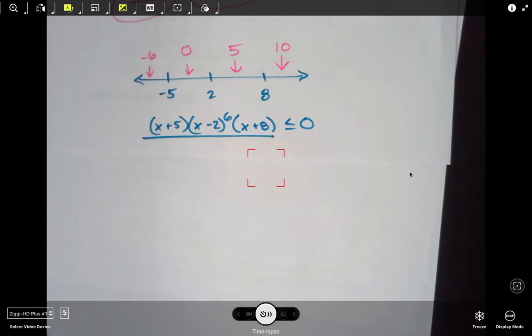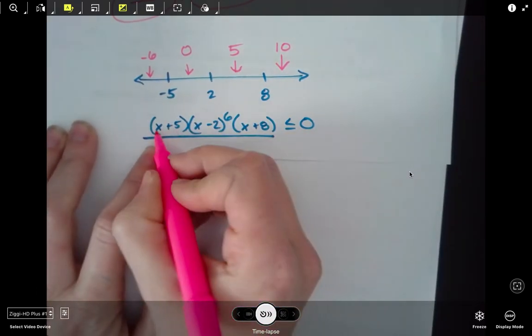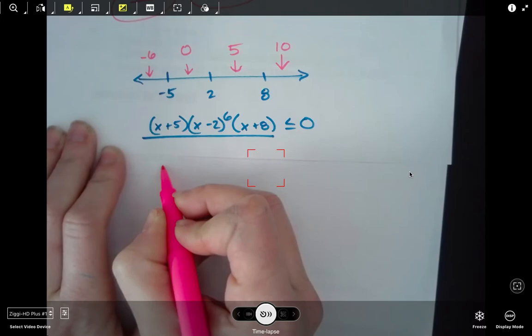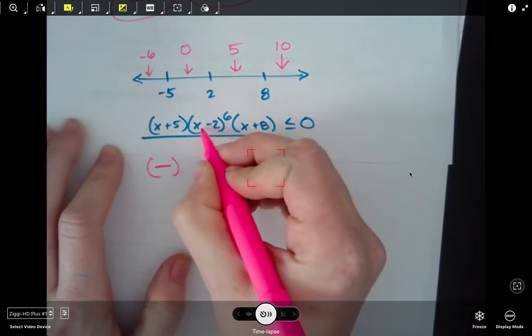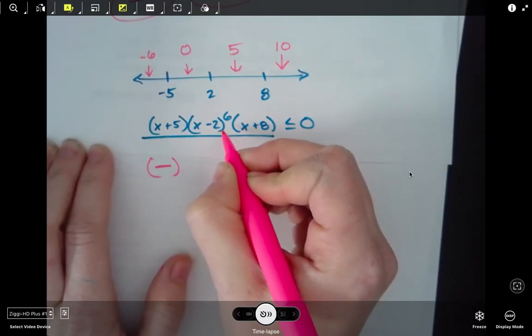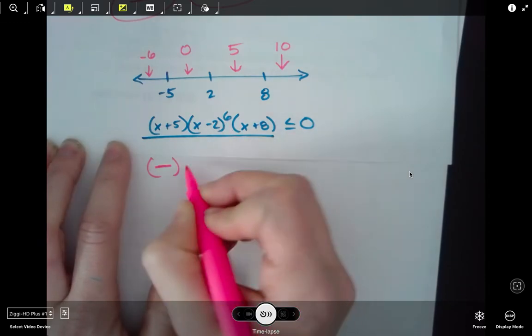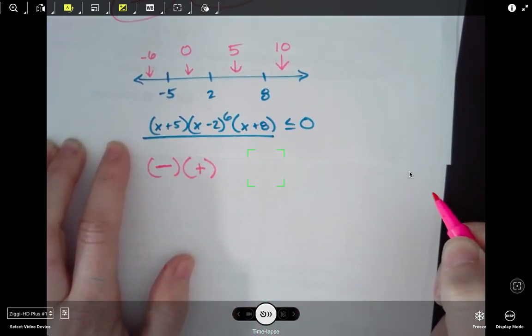All I care about is whether it's less than or greater than 0 or not. So don't worry about actually trying to find the number. Just worry about whether it's positive or negative. If I plug negative 6 into the first one, negative 6 plus 5 is going to give me a negative number, right? Negative 6 minus 2 is another negative number, but if you take it to the 6th power, it's going to be a positive number, right? We don't care what that number is. I just care whether it's positive or negative.